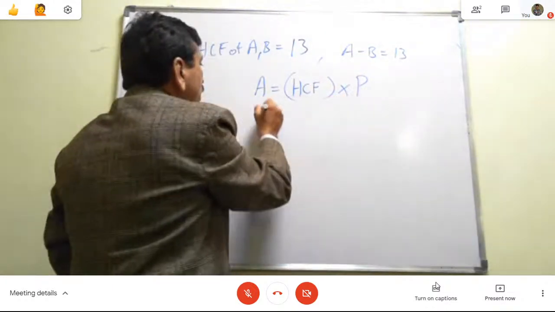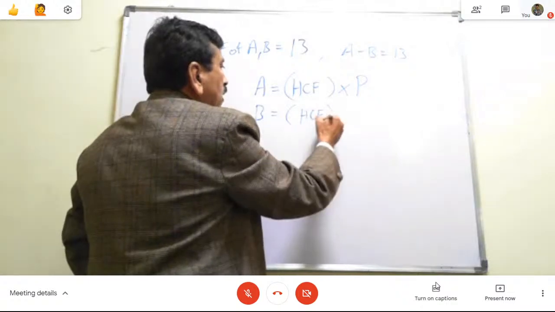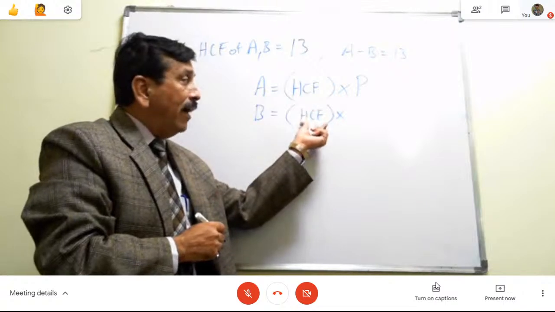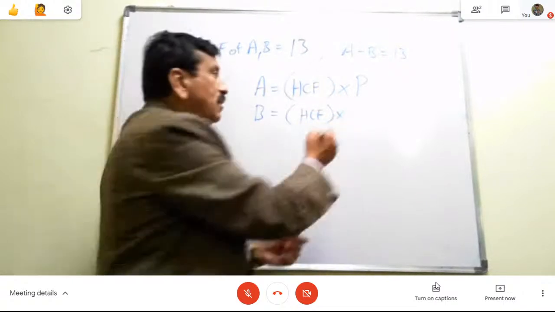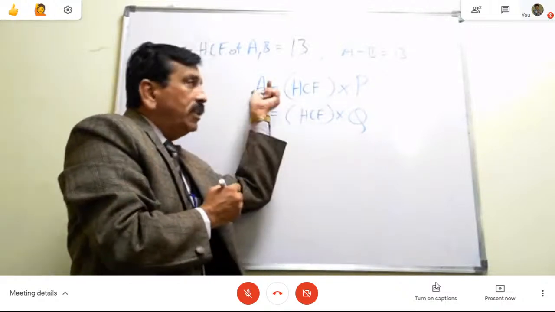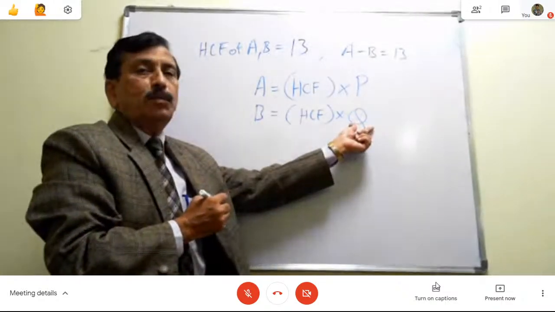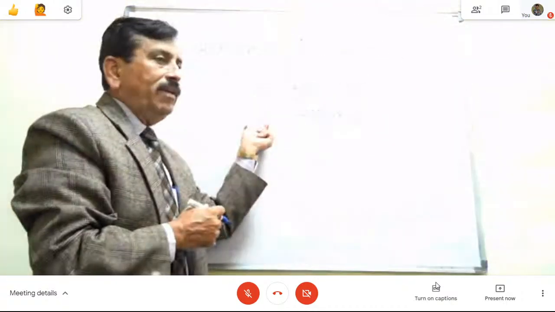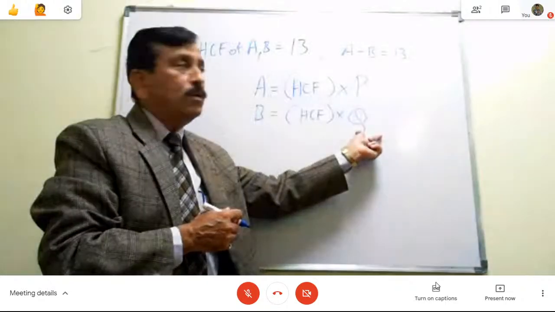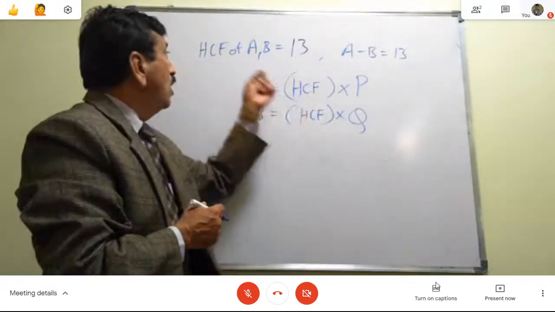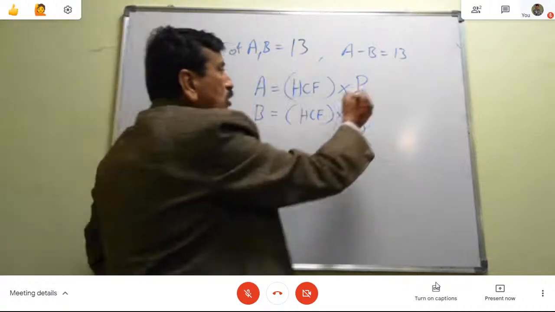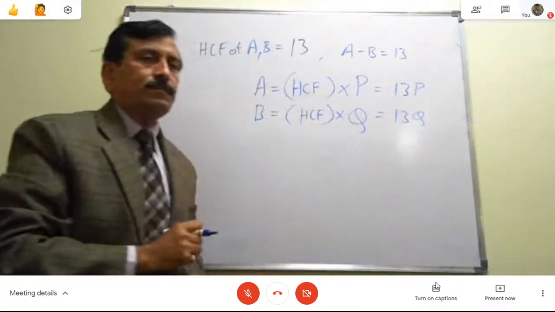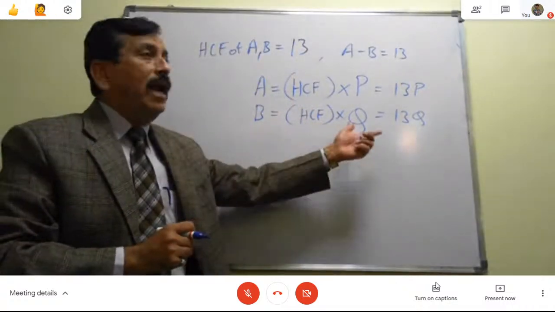Perfect. B is equal to HCF, the highest common factor shared with A, and the factor which B has that is not shared with A, a distinct, uncommon factor Q. So A has common factor HCF, uncommon P. B has common factor HCF, uncommon Q. Now this is A and B. Now HCF of A and B is 13. So can I say it is 13P and 13Q? It is 13P and 13Q.